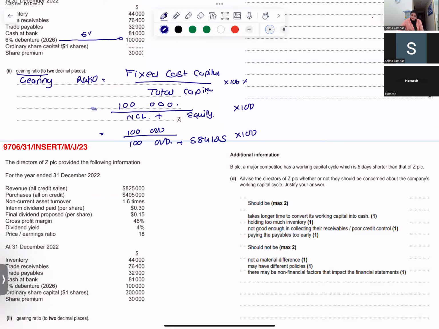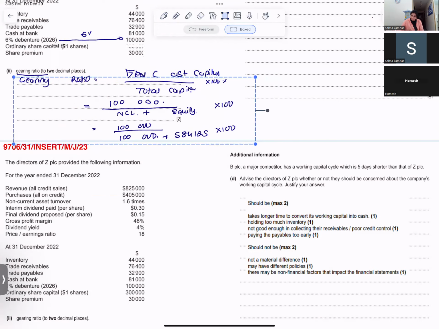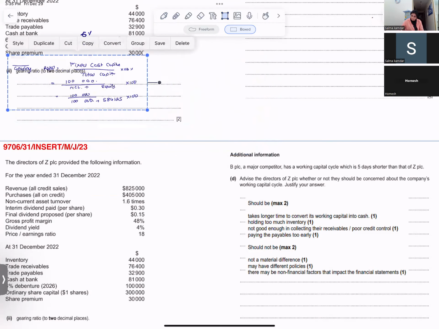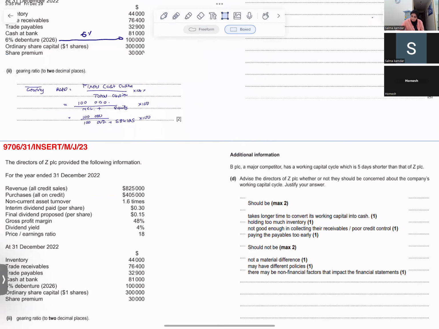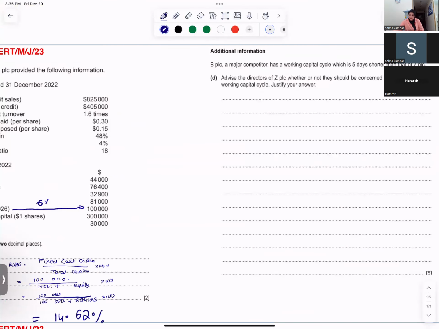So what is your gearing? Hold on, I have to just calculate it. It's 14.62%. Yes, that's it, 14.62. Go to the next question.